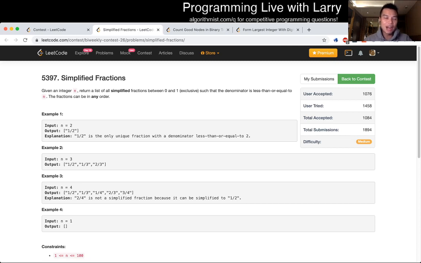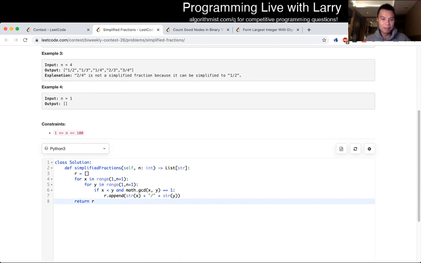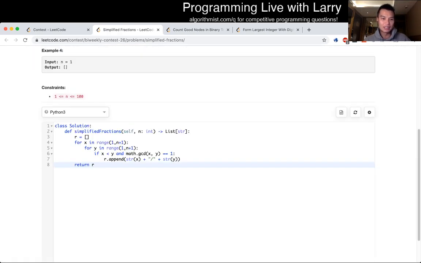Simplified fractions. You're given a numerator and denominator, and it's only simplified if the GCD is equal to 1, meaning the greatest common divisor between the numerator and the denominator is 1, so you can't simplify it anymore. I just did brute force since n is only 100. Check every x and y where x is less than or equal to y, and check that the GCD is equal to 1. Since it could be in any order, we don't have to do any sorting, so I just return it afterwards.